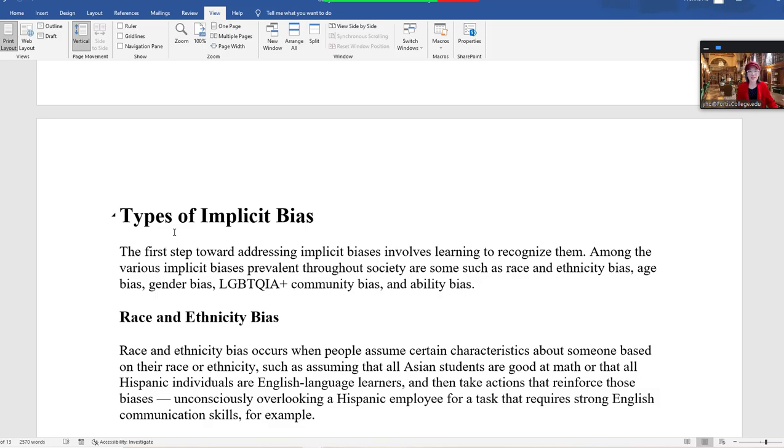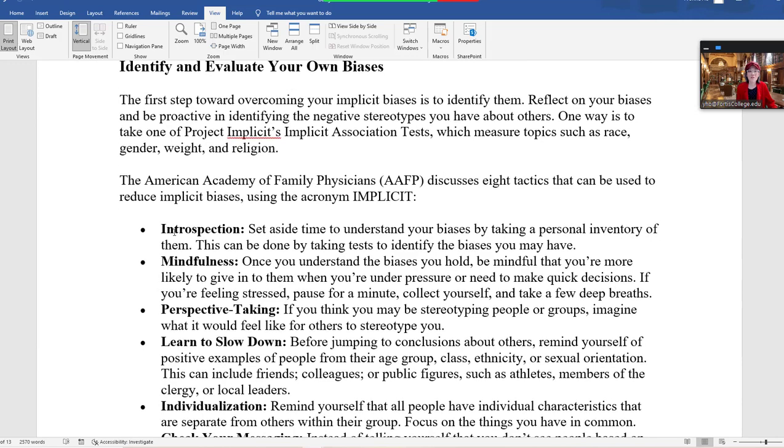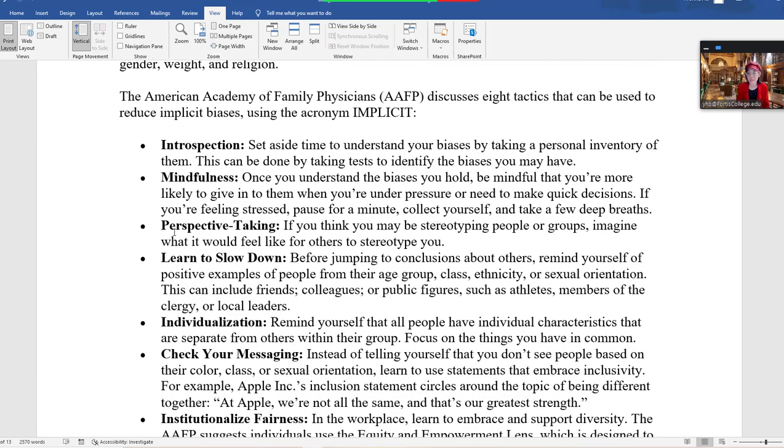How do we get rid of our biases? The whole purpose of recognizing that we have a bias is we have to set aside time to understand our biases by taking a personal inventory of them. Mindfulness. Once you understand the biases you hold, be mindful that you're more likely to give in to them when you're under pressure or you make quick decisions. If you're feeling stressed, pause for a minute, collect yourself, take a few deep breaths. Learn to slow down before jumping to conclusions about others. Remind yourself of positive examples of people from their age group, class, ethnicity, or sexual orientation. This can include friends, colleagues, or public figures such as athletes or members of the clergy. Individualization. Remind yourself that all people have individual characteristics that are separate from others within their group. Focus on the things that you have in common.